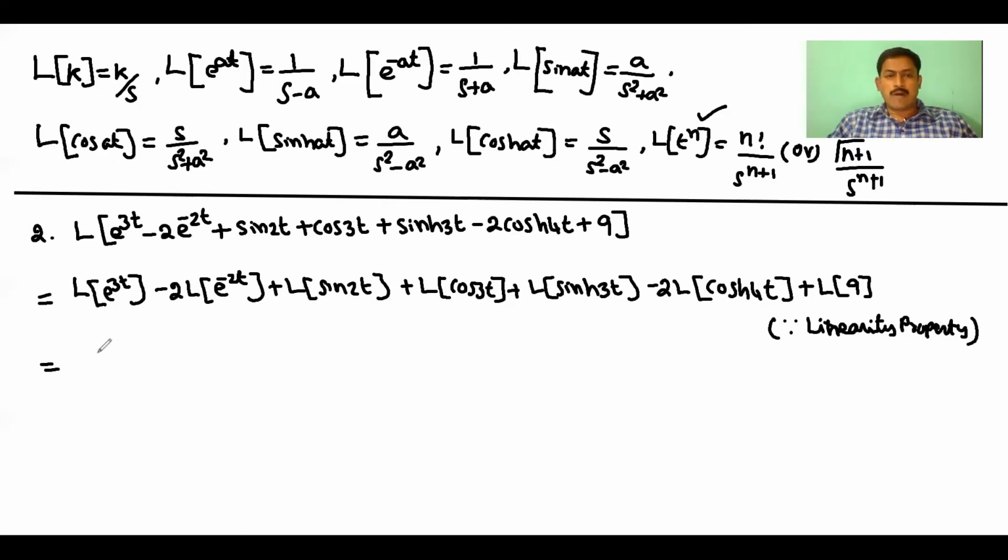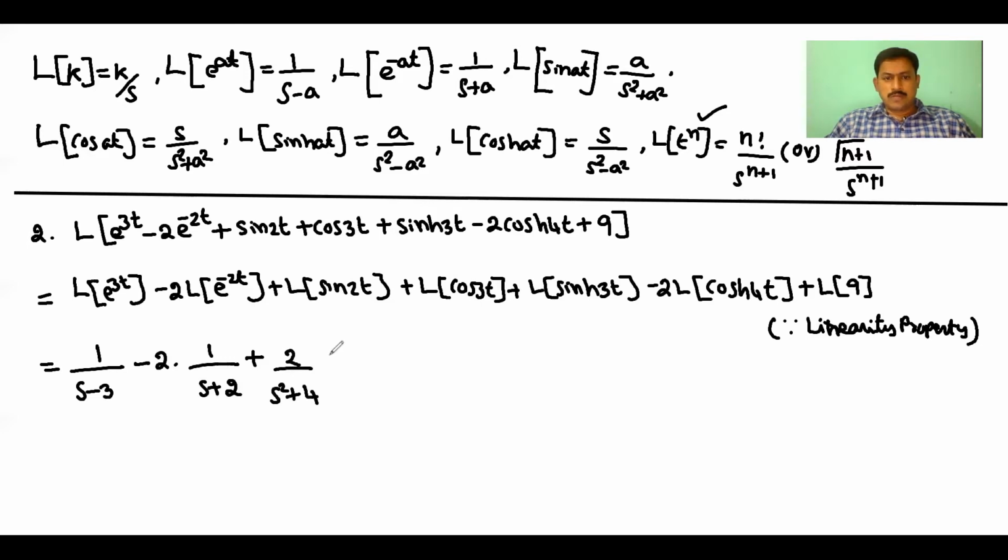Now we know the direct formula, L of e power at is 1 by s minus a. Here a value is 3, so s minus 3. Minus 2 is a constant. Here e power minus at form, so 1 divided by s plus a. Here a value is 2, so s plus 2. It is in the form of sin at. The sin at formula is a divided by s square plus a square, where a is 2. So 2 divided by s square plus 2 square, that is 4.